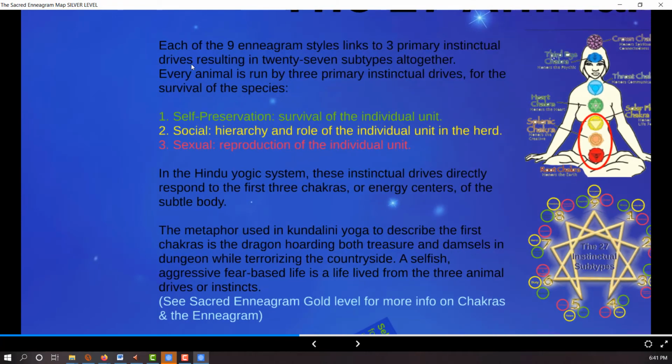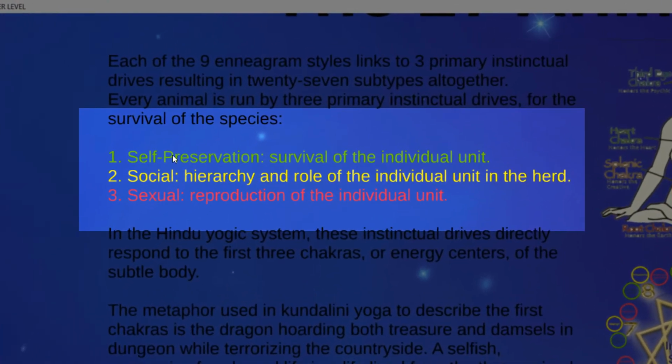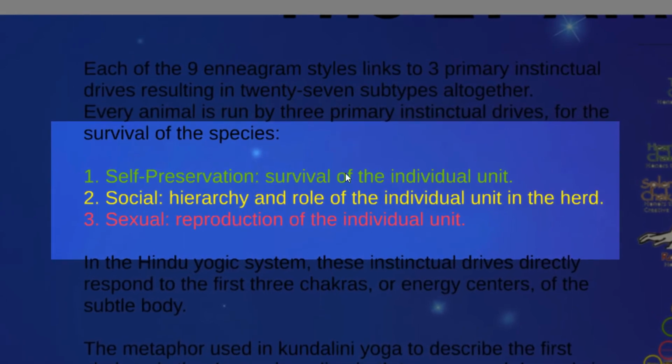So each of the 9 Enneagram styles links to 3 primary instinctual drives, resulting in 27 subtypes altogether. Every animal is run by 3 primary instinctual drives for the survival of the species. And these are the self-preservation instinctual style, which is survival of the individual unit. Or we have the social instinctual style, which is hierarchy and role of the individual unit in the herd. And we also have the sexual instinctual style, which is all related to the reproduction of the individual unit.